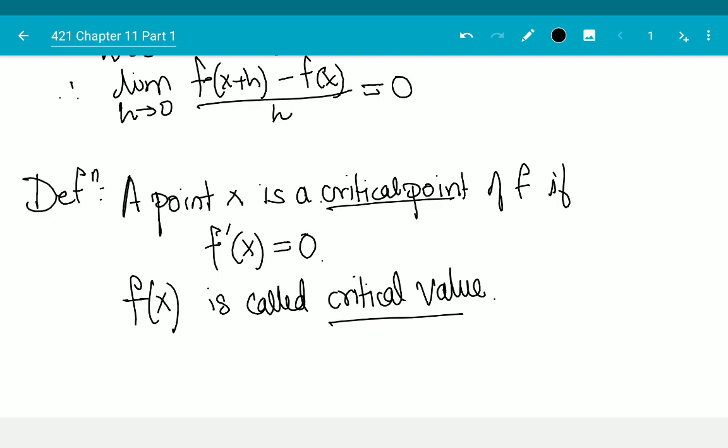Okay, so example. Never mind. Let me stop this one here. I'll do the examples and further results in the next one.